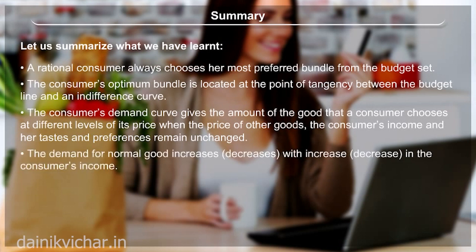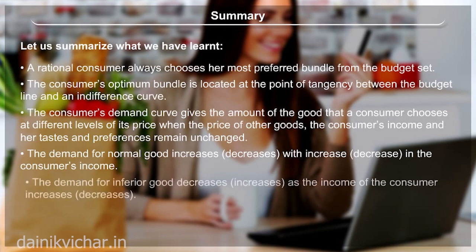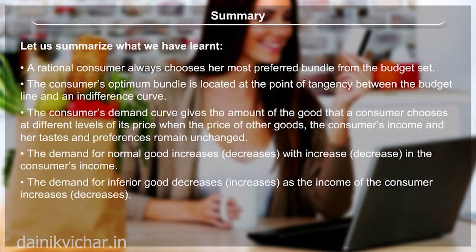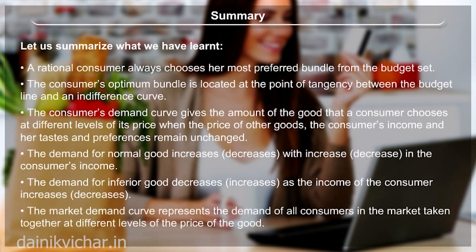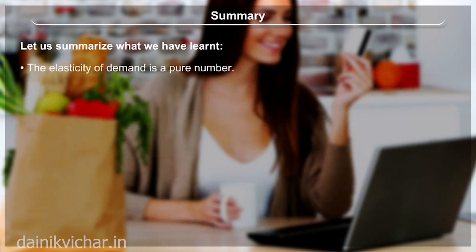The demand for a normal good increases, decreases, with an increase, decrease, in the consumer's income. The demand for an inferior good decreases, increases, as the income of the consumer increases, decreases. The market demand curve represents the demand of all consumers in the market taken together at different levels of the price of the good. The elasticity of demand is a pure number.